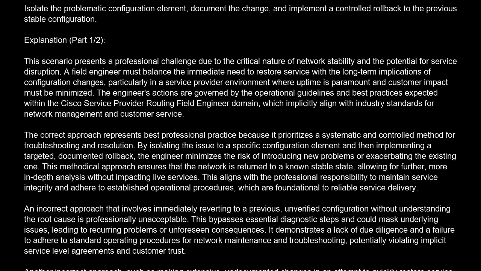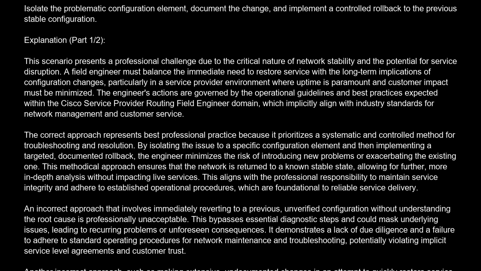The correct approach represents best professional practice because it prioritizes a systematic and controlled method for troubleshooting and resolution. By isolating the issue to a specific configuration element and then implementing a targeted, documented rollback, the engineer minimizes the risk of introducing new problems or exacerbating the existing one. This methodical approach ensures that the network is returned to a known stable state, allowing for further, more in-depth analysis without impacting live services. This aligns with the professional responsibility to maintain service integrity and adhere to established operational procedures, which are foundational to reliable service delivery.